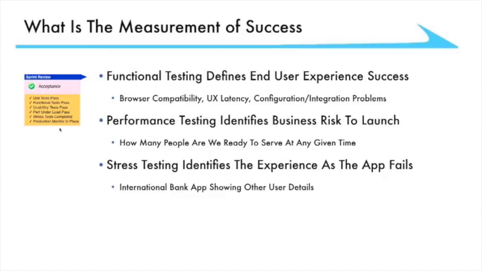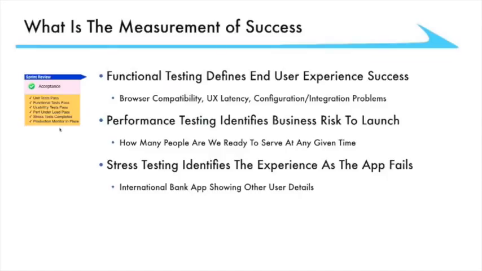What they found is that when the number of users got above a certain level, the app was stressed out and it started showing other users' banking details. So that's a catastrophic mistake, but it's only one that the bank would know if they accomplished stress testing.